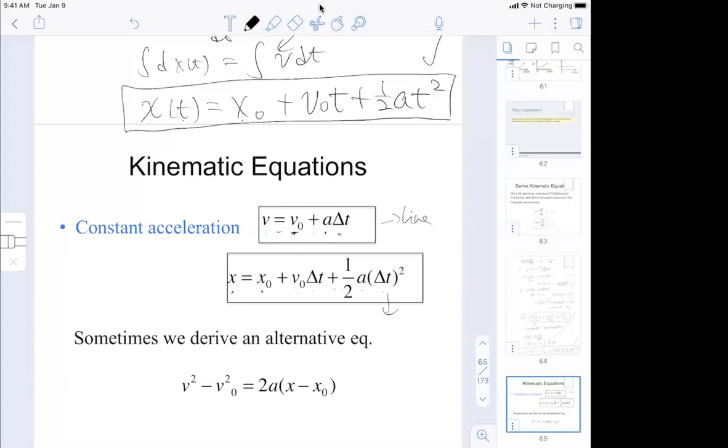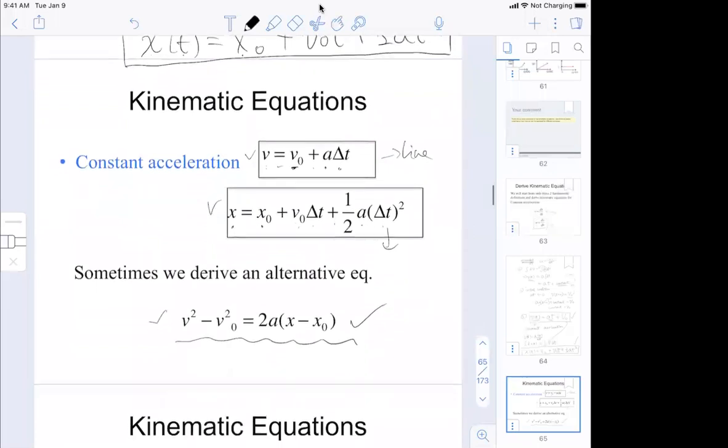Sometimes we derive an alternative equation, which is here. It is not an independent equation, because if you combine this one and this one together, you can get the third one. You can derive the third one. But again, I'm not saying you should always derive it when you have an exam. You are already given one. You just go ahead and use it. But you should know where it's coming from. It's coming from these two combined, and you can always derive it.